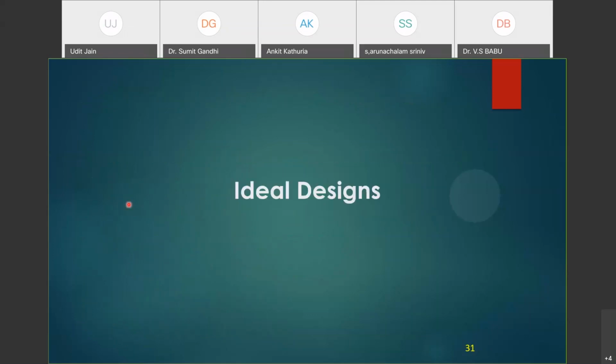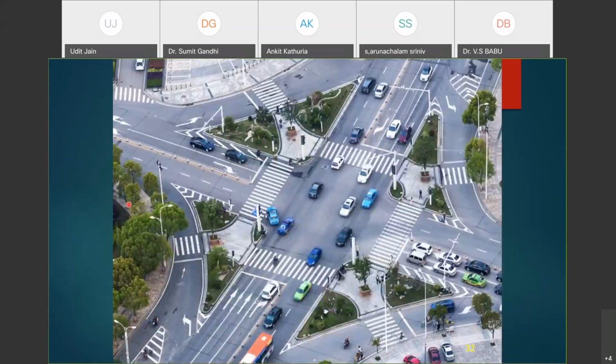So let us look at some ideal designs. As I said, the earlier intersection that I showed you was from Kolkata city. That may have looked a good intersection, but this is what an ideal intersection should look like. I will tell you about the elements in this intersection and why it qualifies to be an ideal intersection. Let me begin with this corner. If you see, there is a dedicated left turning auxiliary lane for the vehicle, so the merging and diverging conflict has been eliminated.